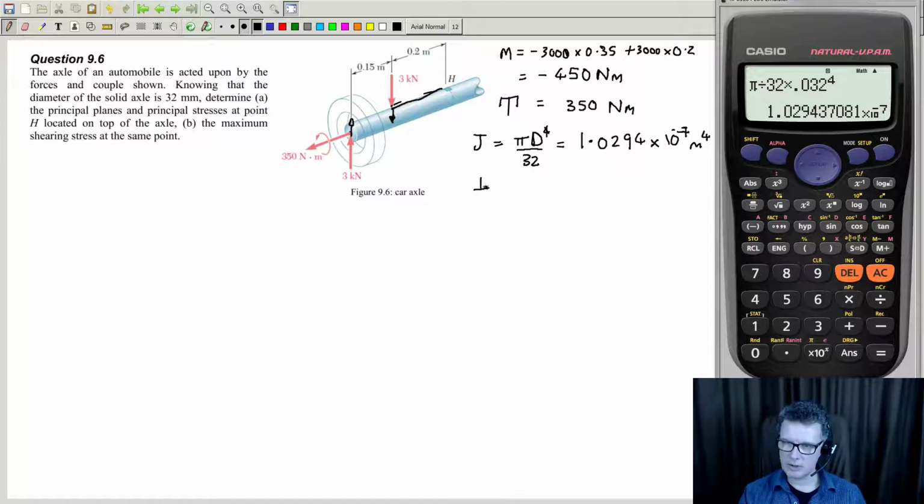Okay, I'll use the trick that I equals pi d to the power 4 divided by 64. So that will be half of my J, J divided by 2. So that's 5.1472.